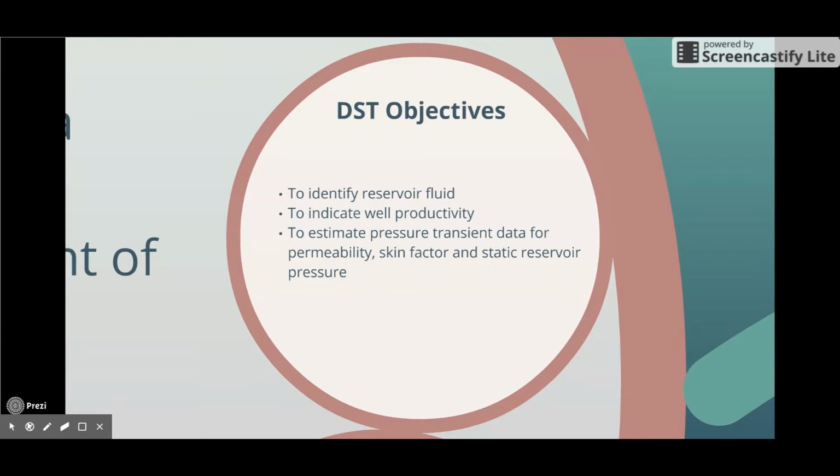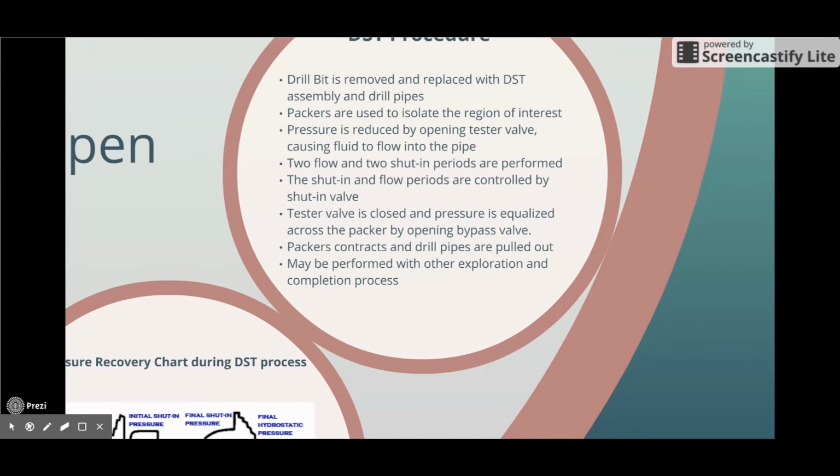The objectives of performing DST or drill stem tests is to identify reservoir fluid, to indicate well productivity, to estimate pressure transient data for permeability, skin factor, and static reservoir pressure. So we can estimate all these data and analyze them using semi-log plot, pressure, and derivative type curves, just like any other transient test. Now let's move on to the procedure on how to perform drill stem tests.